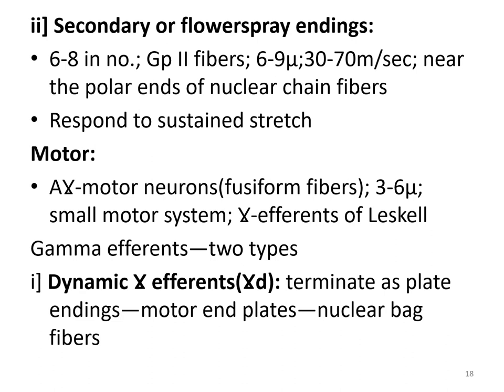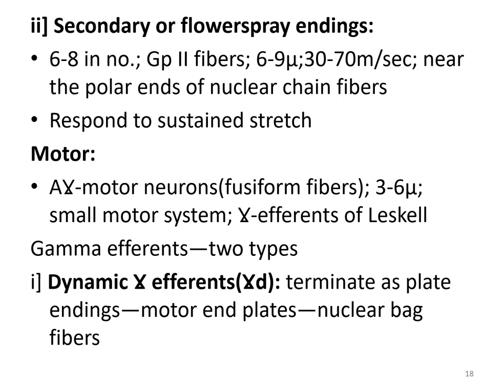The second type of sensory innervation of the muscle spindle is the secondary or flower spray endings. There are about 6 to 8 in number. The terminations belong to group 2 fibers, about 6 to 9 micron in diameter, and the velocity is lesser than the primary endings, that is 30 to 70 meters per second. They are located basically near the polar ends of the nuclear chain fibers. As the name indicates, flower spray endings are spread like a flower spray. These endings respond to sustained stretch.